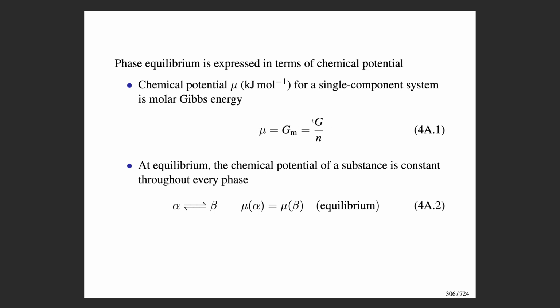So it's really nothing more than the Gibbs energy of the system divided by the number of moles of compound within that system. So when you think chemical potential, just think, for now, about molar Gibbs energy, the same thing.